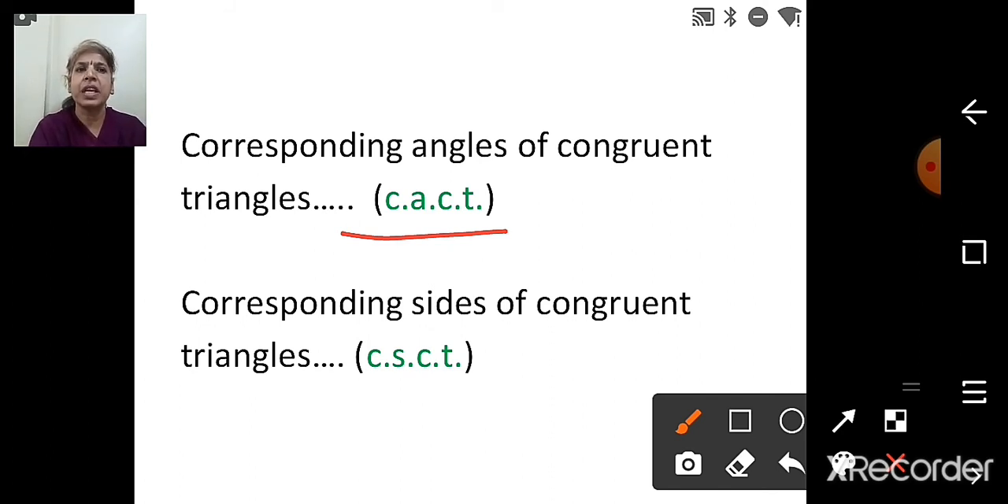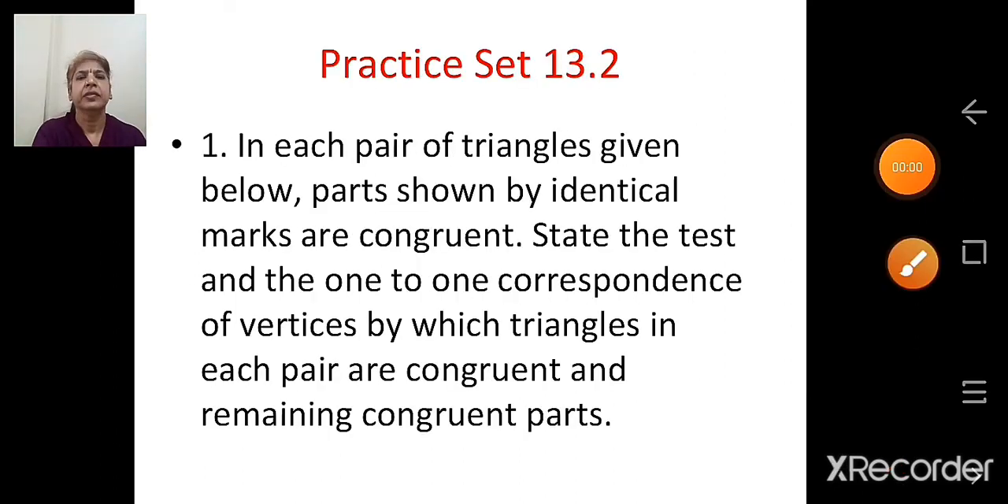They are corresponding angles of congruent triangles. And if they are sides, then corresponding sides of congruent triangles. In short we write CSCT, corresponding sides of congruent triangles. And we write them after determining and writing the test, when we have to write the remaining congruent parts. Let's start practice set 13.2.